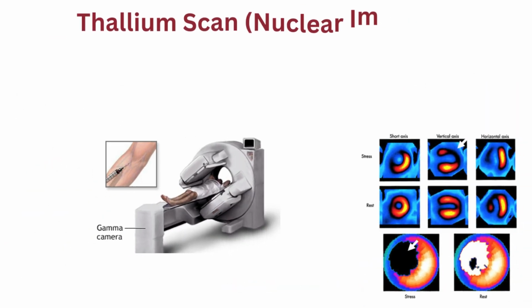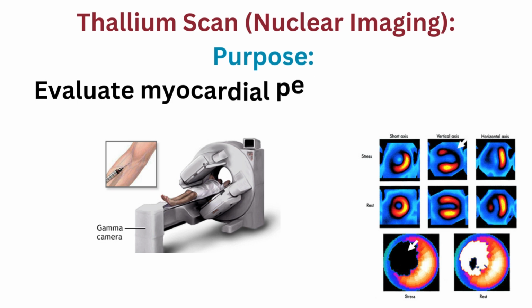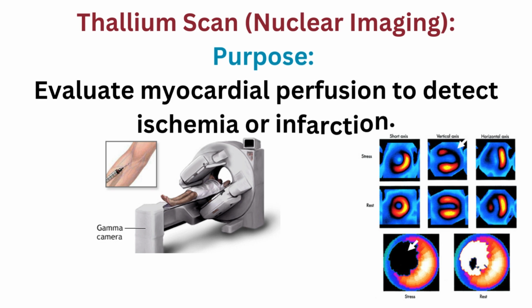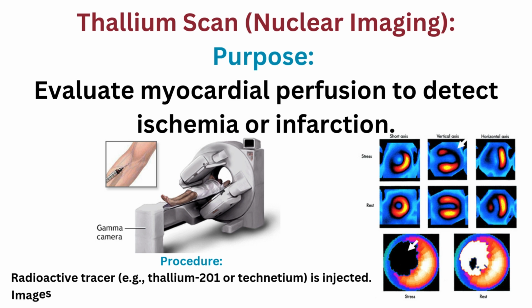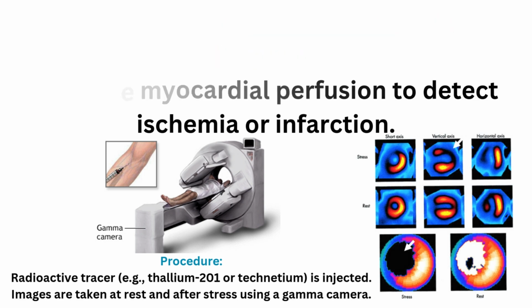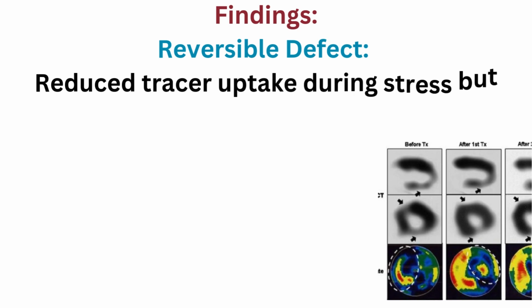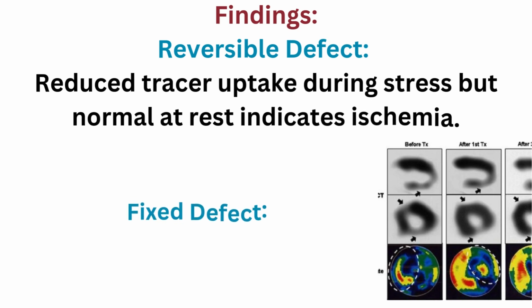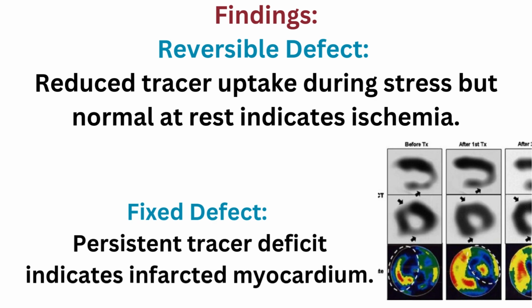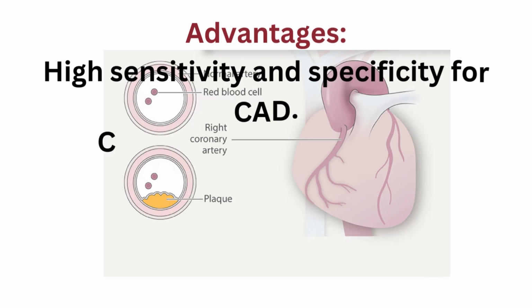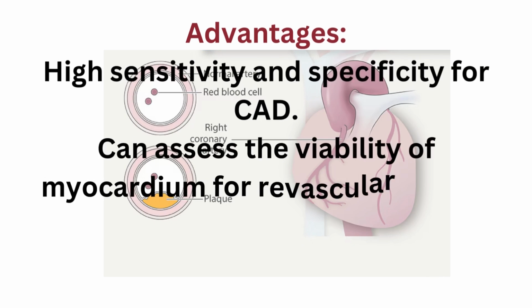Thallium scan, nuclear imaging. Purpose: evaluate myocardial perfusion to detect ischemia or infarction. Procedure: radioactive tracer, for example, thallium-201 or technetium, is injected. Images are taken at rest and after stress using a gamma camera. Findings: reversible defect, reduced tracer uptake during stress but normal at rest indicates ischemia. Fixed defect, persistent tracer deficit indicates infarcted myocardium. Advantages: high sensitivity and specificity for coronary artery disease. Can assess the viability of myocardium for revascularization.